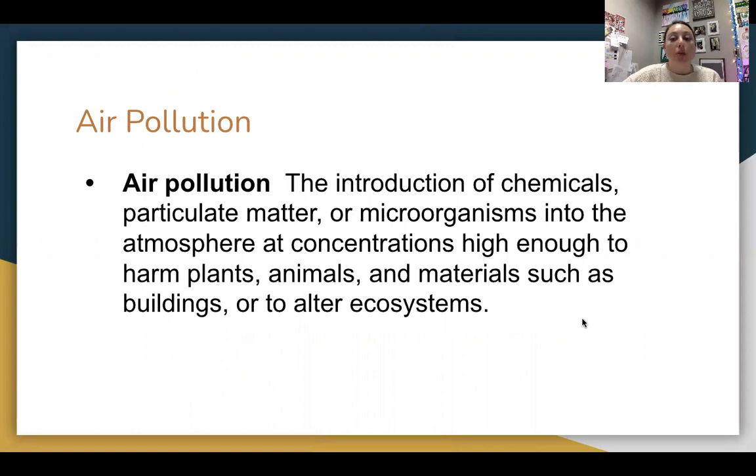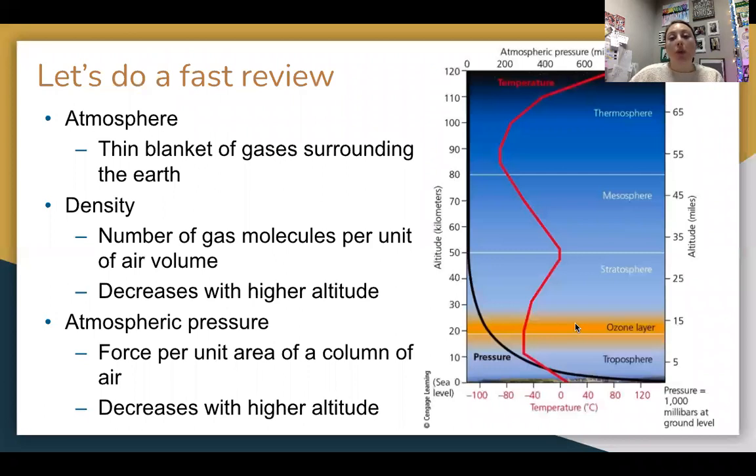So remember that air pollution is the introduction of chemicals, particulate matter, or microorganisms into the atmosphere at concentrations high enough to harm plants, animals, and materials such as buildings or to alter ecosystems. And I think we already wrote this definition down on your chart. Let's do a really quick review.